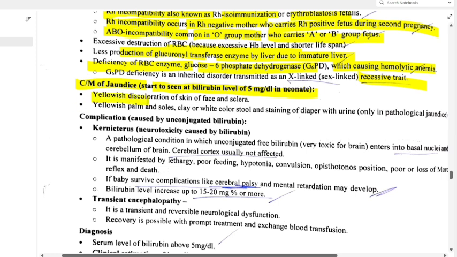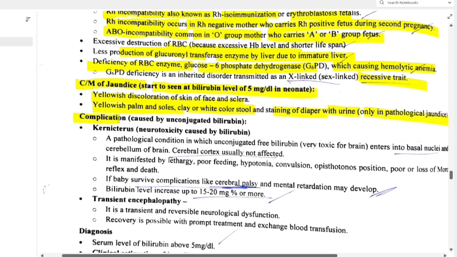So there is yellow discoloration of the skin of the face and sclera. Yellow palms and soles, clay or white colored stool, then staining of the diaper with urine. These are present only in pathological jaundice.